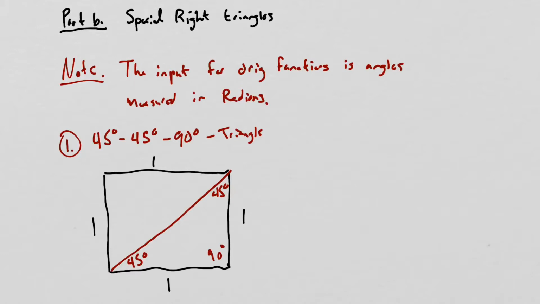Now we know all the angles of the triangle that we just constructed, the 45-45-90. We know two sides, which means we can find the third side using the Pythagorean theorem, which is going to be the square root of 2. Now we can divide each side by the square root of 2 to construct a similar triangle.